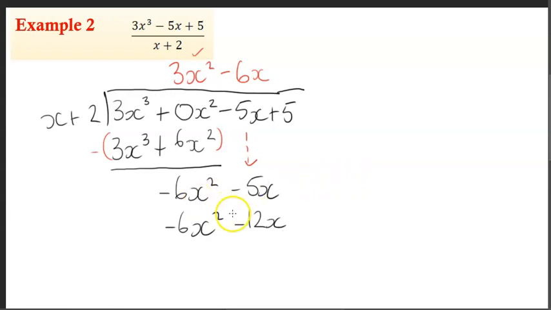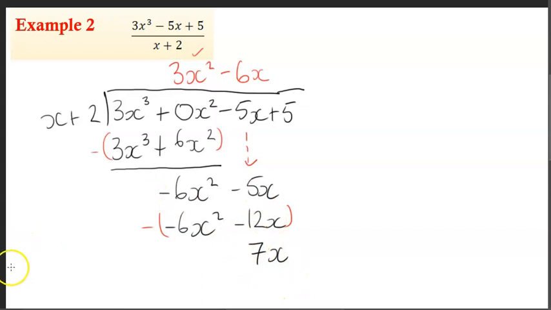We go ahead and complete this subtraction. And even though this is a subtraction and there are two negatives, this will be minus 6x squared take away minus 6x squared. Those two minuses will turn into a plus. So it will be minus 6x squared plus 6x squared, which gives me 0. And minus 5x minus 12x gives me 7x, positive 7x. Okay, so be wary of the signs, be careful.